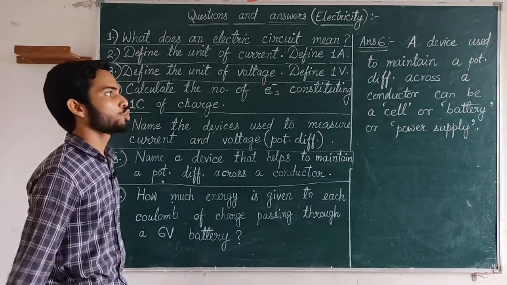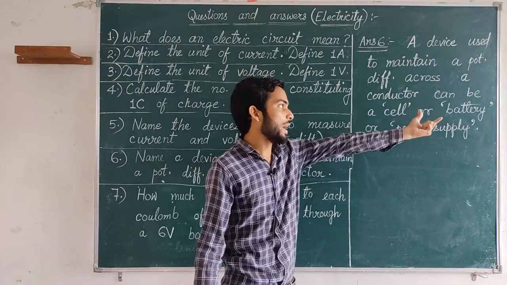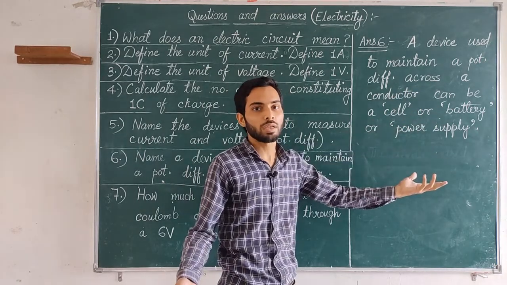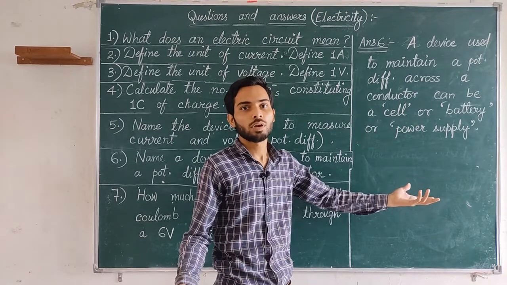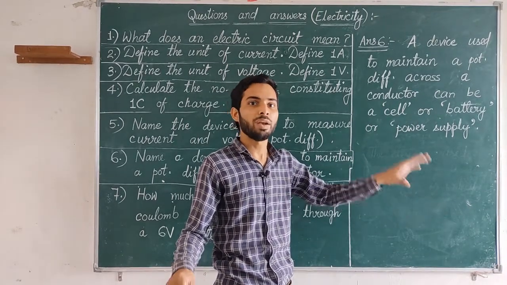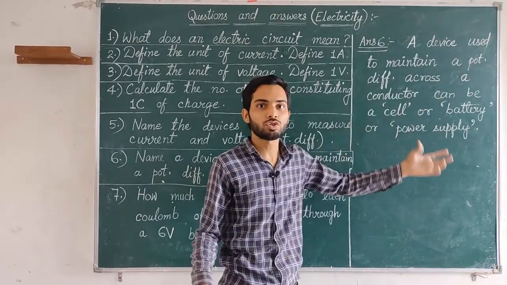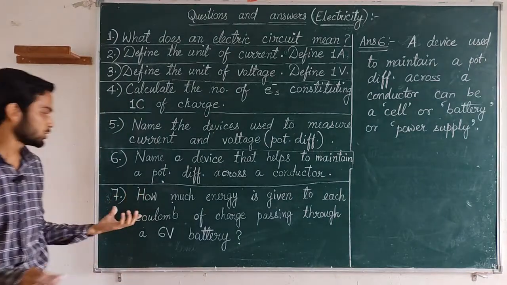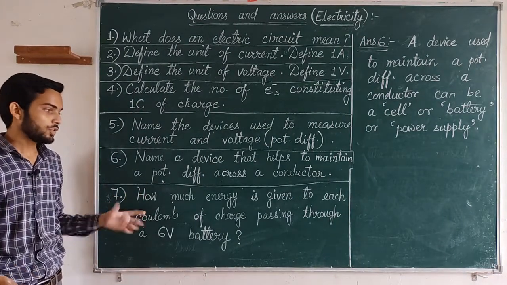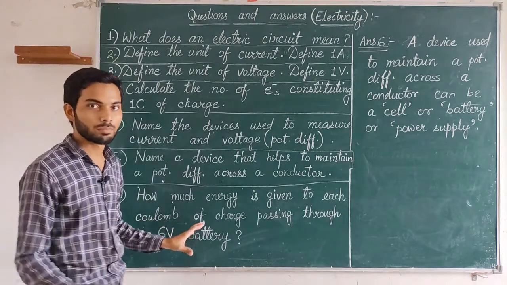A device used to maintain a potential difference across a conductor can be a cell or a battery or any other power supply. Any instrument which can produce electric current will maintain the potential difference across the conductor. So these are the instruments which maintain a potential difference across the conductor. Now our last question is, this is a numerical problem. This problem is to be solved mathematically.